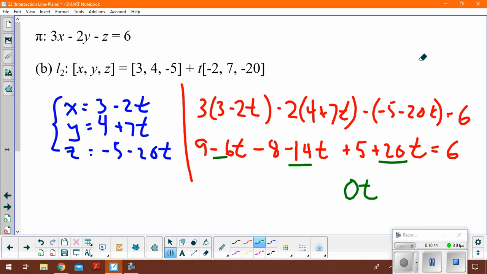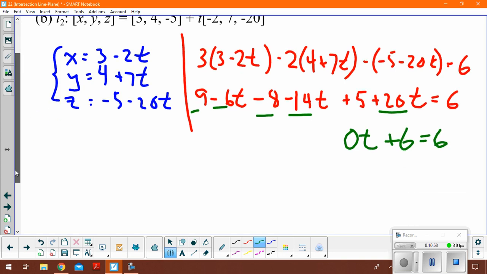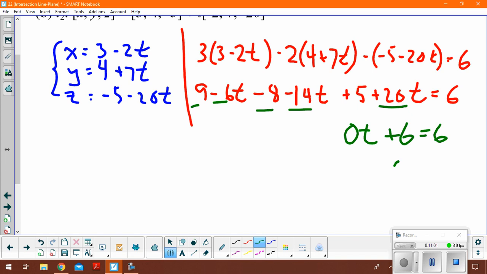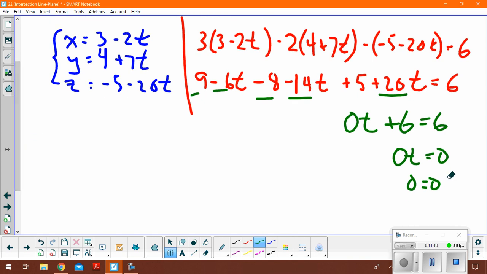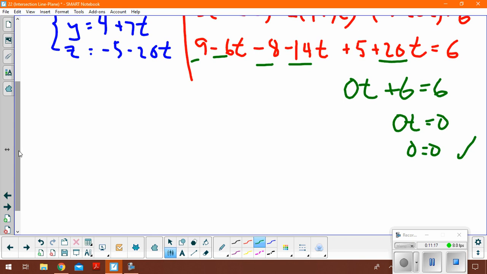Okay, on the other side, I have 9, take away 8, which is 1, plus 5 is 6, so plus 6 is equal to 6. Okay, if I subtract 6 from both sides, I'm going to have 0t is equal to 0. Of course, 0 times t is really just 0, so I have 0 equals 0. Okay, what this means is I got something that's always true. Okay, so this line actually lies in the plane.